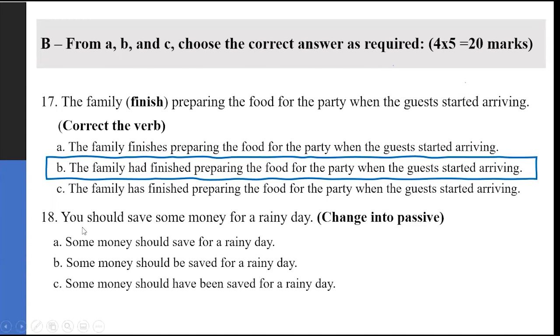Number 18. This is the passive with the modal, okay? Because we have the modal verb should. You should save some money for a rainy day. Change to passive. Who would like to guess which one is the correct answer? I think B. Yes, you are correct. It is B. It's not correct to choose C.